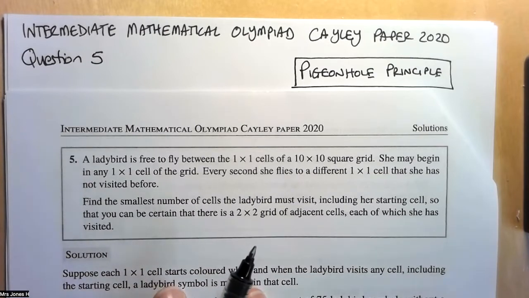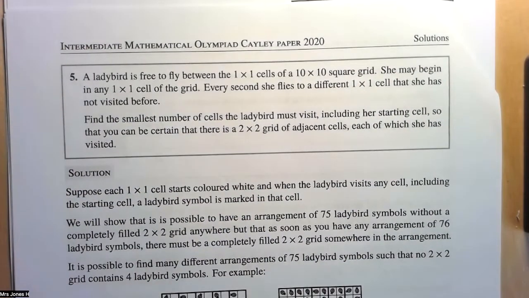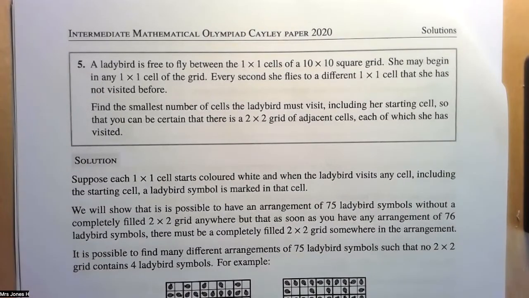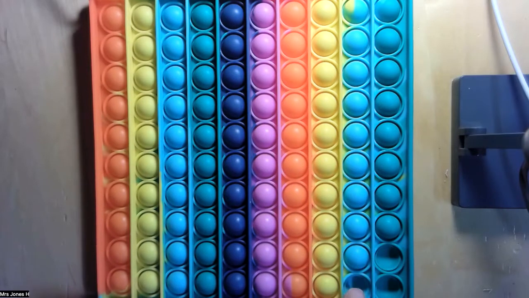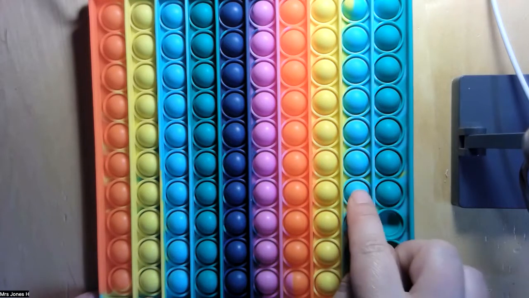Now, the solution takes you through step by step, but I'm going to see if I can make it make any more sense than the formal solution with a poppet. So if we've got the ladybird and they're visiting 3, then they haven't quite completed the 2 by 2. So if we now go to here, well, this one isn't completed, but if we complete those 2, then here it could be either one of these.